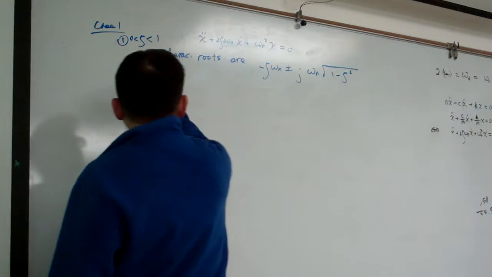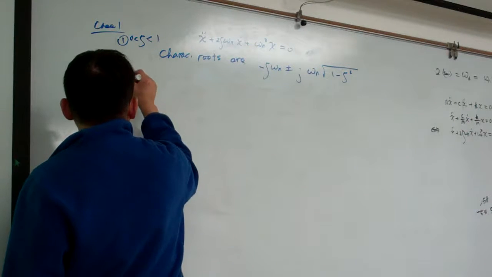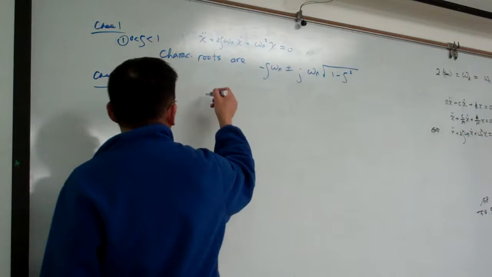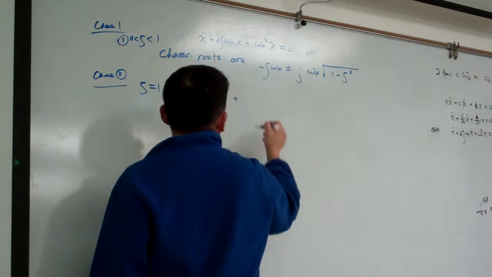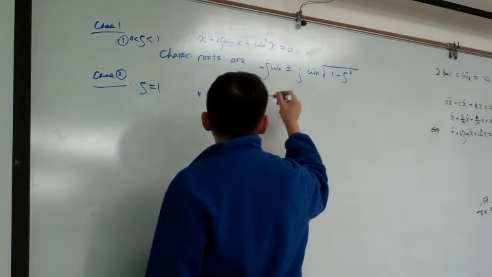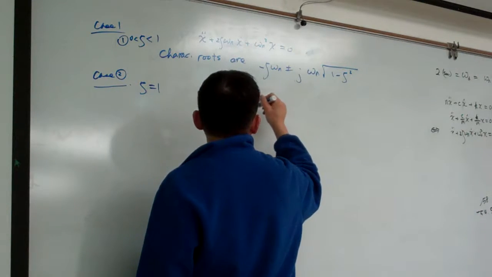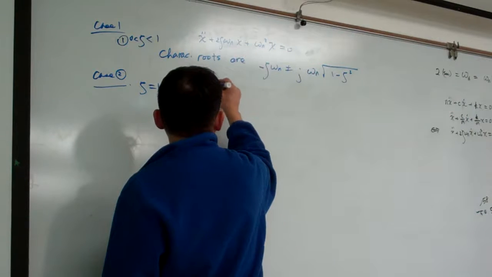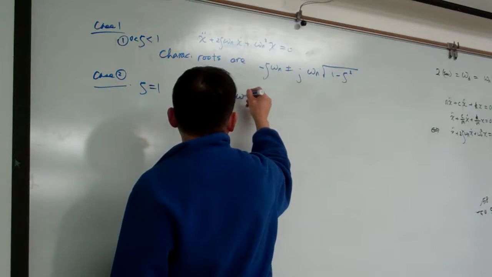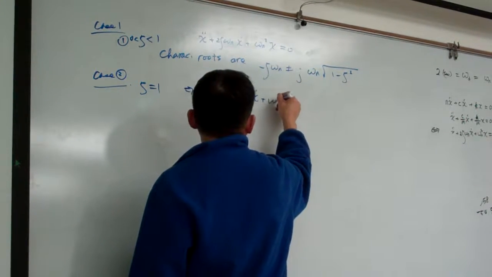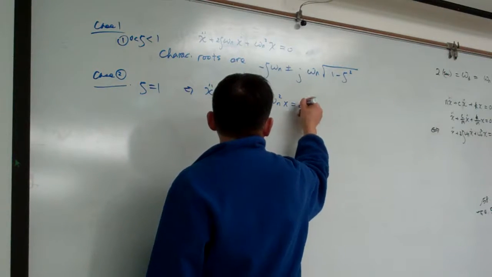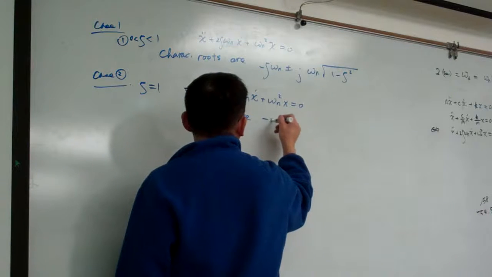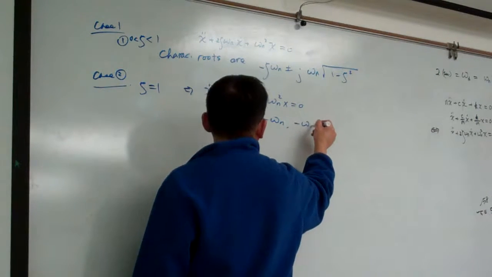So the case 2 is zeta equal to 1, then the characteristic roots are simply equal to... then that means x double dot plus 2 omega n x dot plus omega n squared x equal to 0. So the roots are minus omega n, minus omega n.